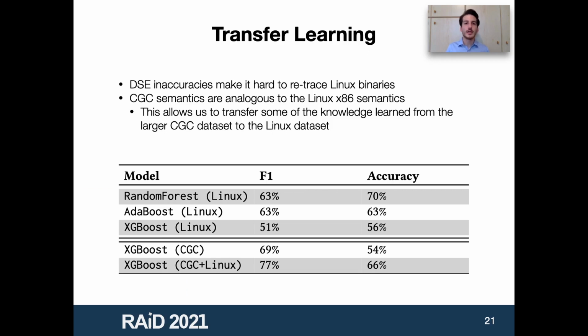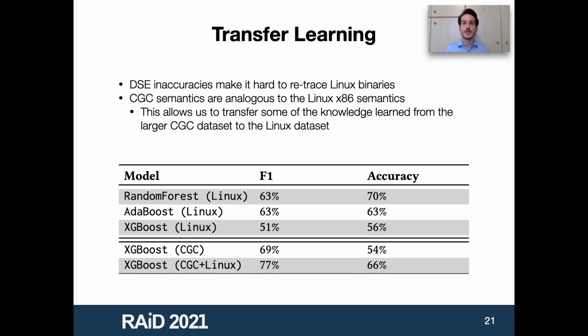Finally, we show that it is possible to transfer knowledge from the Cyber Grand Challenge dataset to explore Linux x86 binaries. In fact, dynamic symbolic execution inaccuracy makes it hard to retrace Linux binaries and build a large dataset of Linux x86 binaries. However, Cyber Grand Challenge semantics are analogous to the Linux x86 semantics, and this allows us to transfer some of the knowledge that we have learned from this larger Cyber Grand Challenge dataset to the smaller dataset of Linux binaries.